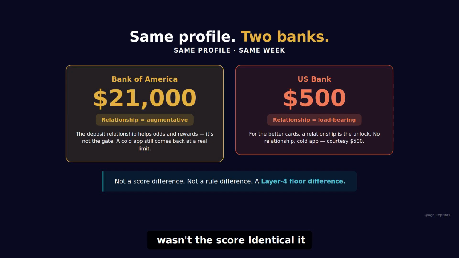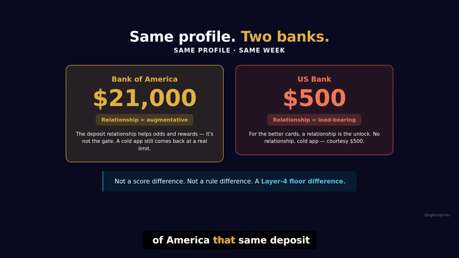It wasn't the score, which was identical. It wasn't the headline rule, which cleared at both. It was layer 4, specifically how each bank weights a deposit relationship. At US Bank, the deposit relationship is load bearing. For their better cards, an existing relationship is basically the unlock for any meaningful starting limit on a cold application. No relationship, cold app, you get the courtesy $500 and a thanks for applying. The relationship isn't a bonus there, it's a gate.